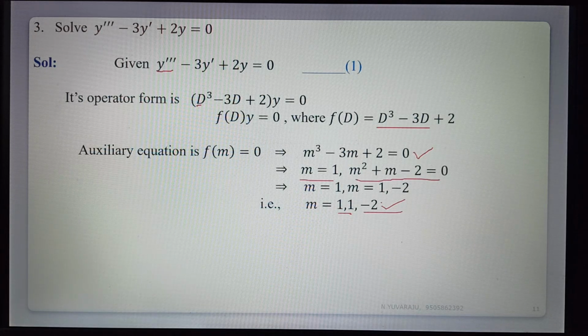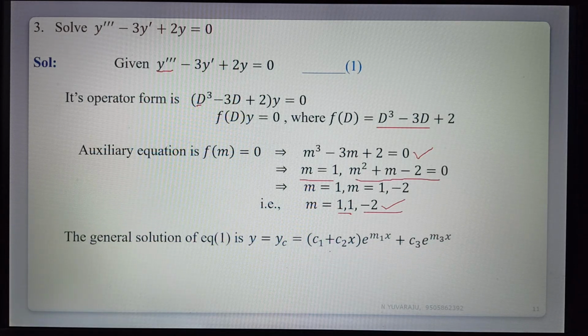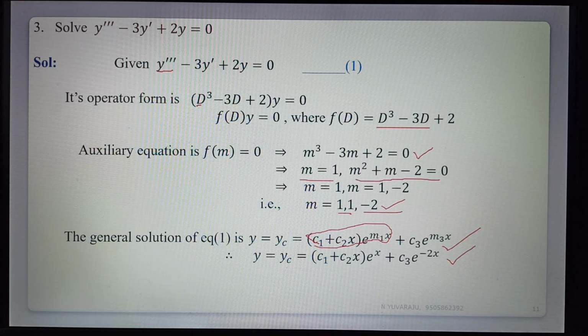So the solution is given by (c1 + c2 x) e^(m1 x) for the equal roots, since two roots are equal, and a separate term for the remaining distinct root. Substituting m1 = 1 and m3 = −2, y = (c1 + c2 x) e^x + c3 e^(−2x). This is the solution of the given homogeneous equation.